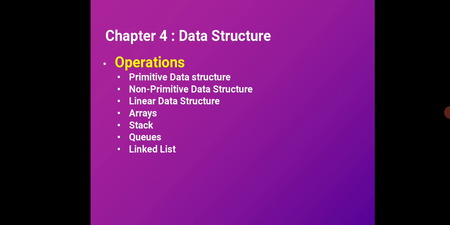And non-primitive data structure. What are the operations performed on non-primitive data structure? The same as a linear data structure: traversing, insertion, deletion, searching, sorting, merging. Okay, these are the operations performed on non-primitive and linear data structure. In arrays also the same: insertion, deletion, searching, two types, one is linear search and binary search, and sorting. Okay, and the very important one is sorting.